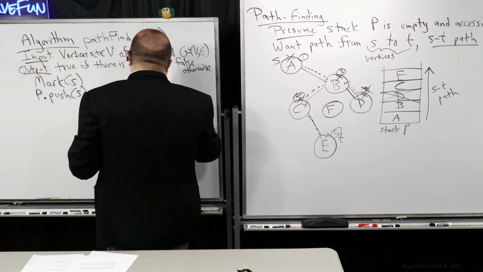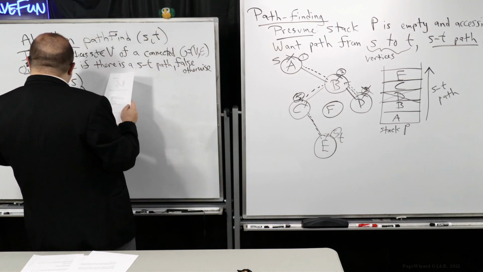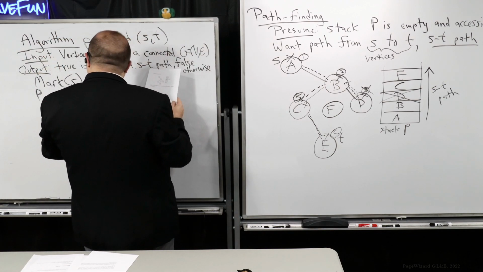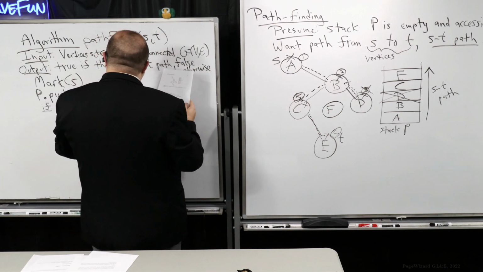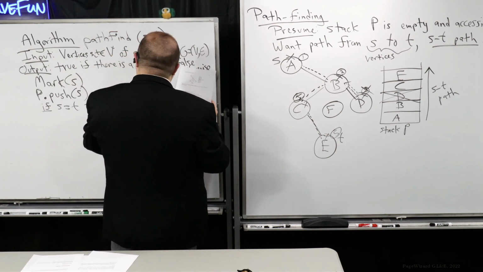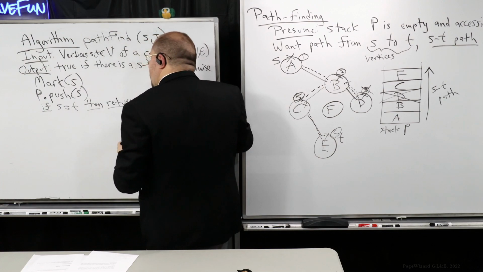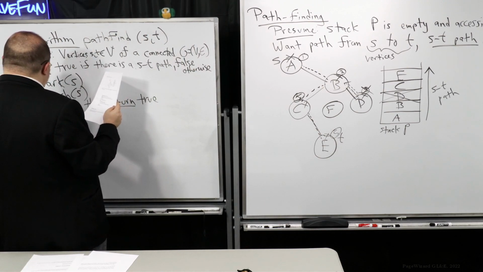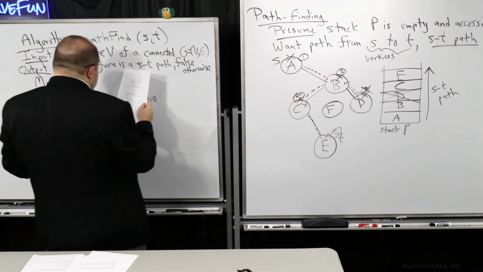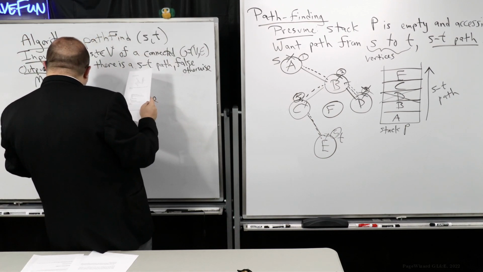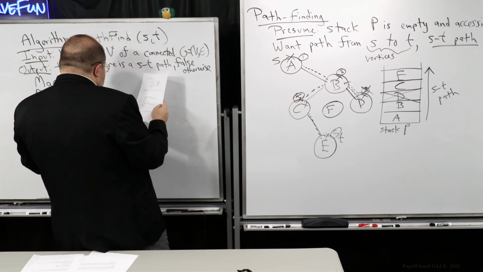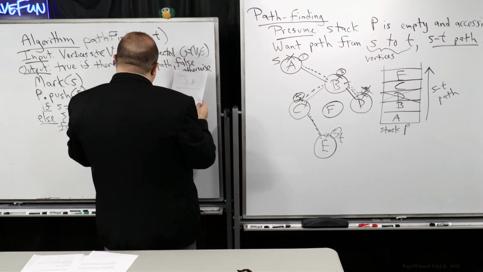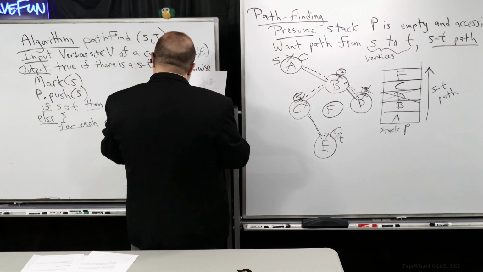So we're going to push S. And as I said, we're going to check if S is equal to T. If it is, then we return true. That means we're done with our search. Otherwise, we consider all the incident edges, for each SU, we're going to do the following.